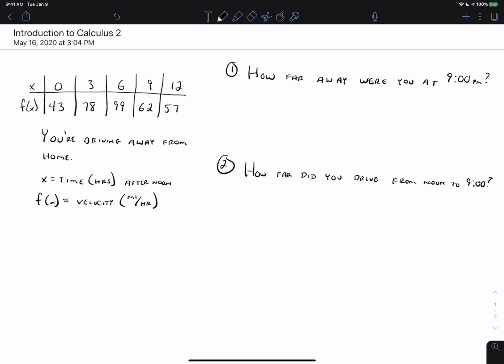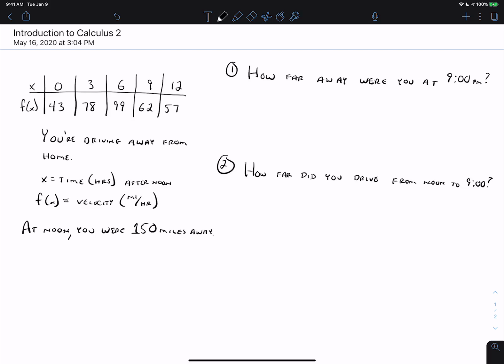Okay, so the answer to that question is that these could be the same thing, but they don't have to be. It depends on where you were at noon. So let's say that at noon, you were already 150 miles away. Okay, if that's the case, then these two answers are closely related to each other.